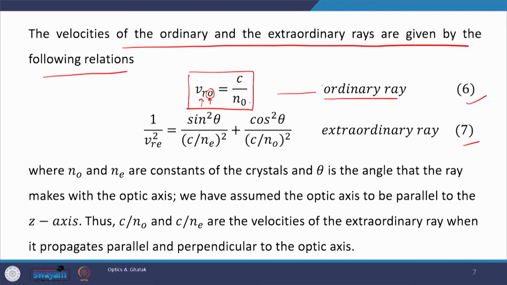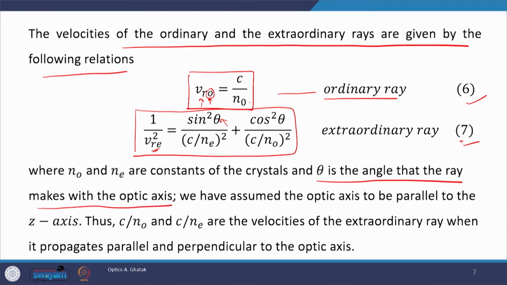This holds for the ordinary ray, but since the velocity of the E ray is direction dependent, the corresponding expression is quite complicated and it is given by equation number 7. This expression says that the velocity of the extraordinary ray is theta dependent. And what is theta? Theta is the angle that the ray makes with the optic axis, while you also see n_o and n_e in the denominator, which are constants of the crystal. We will learn about these constants more in our coming lectures.